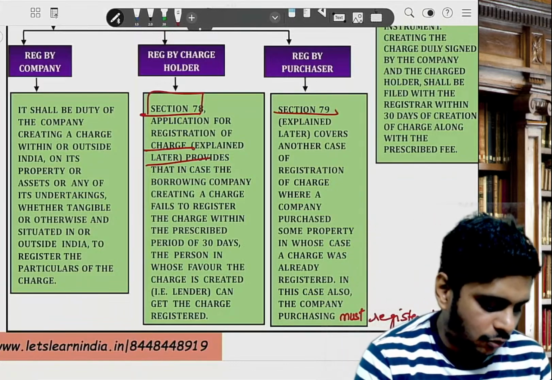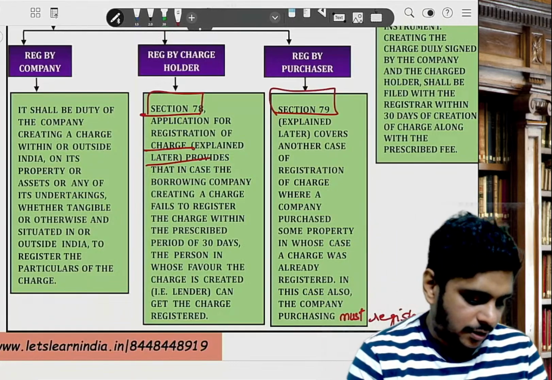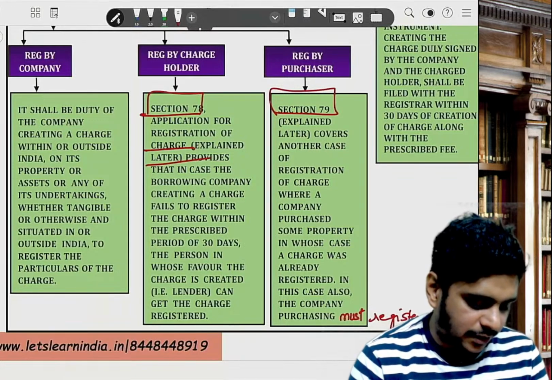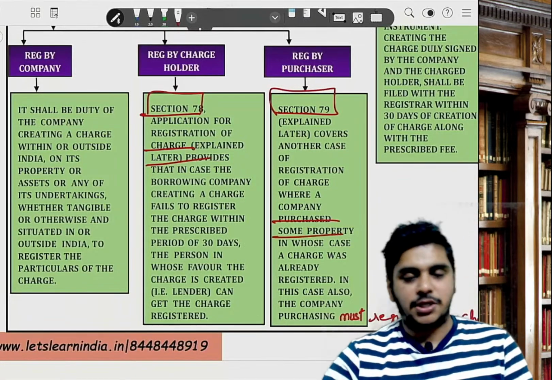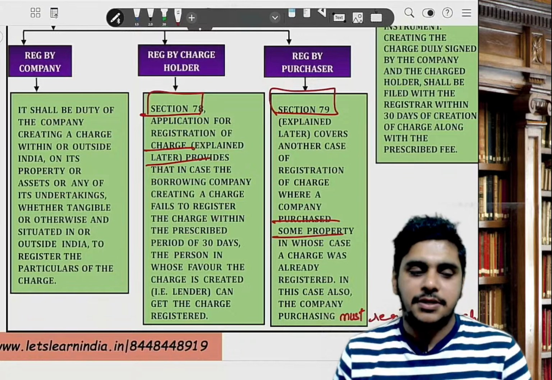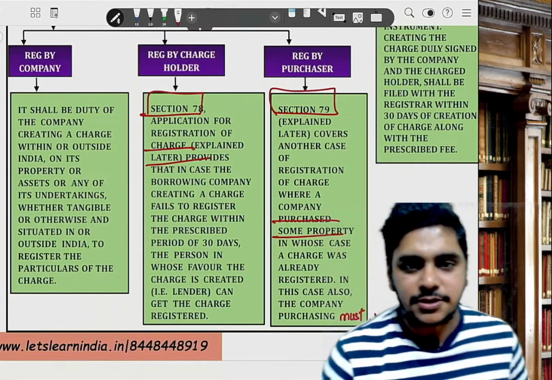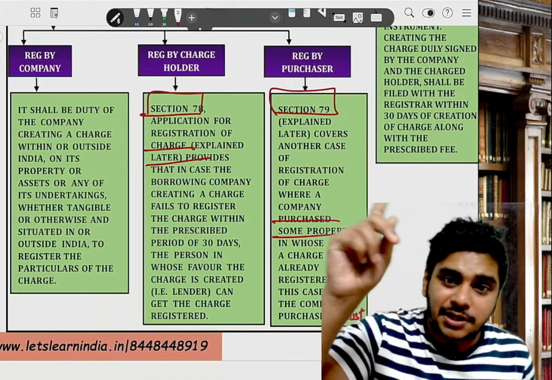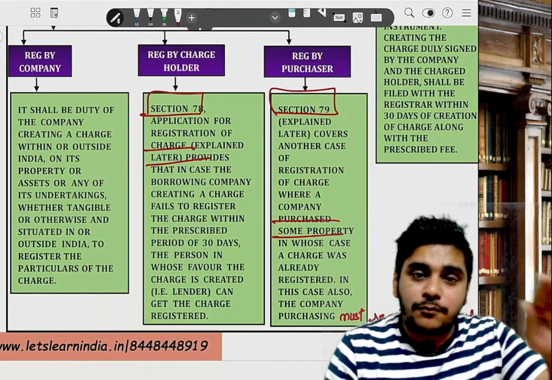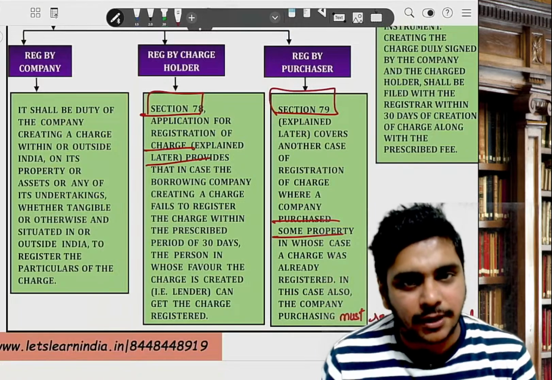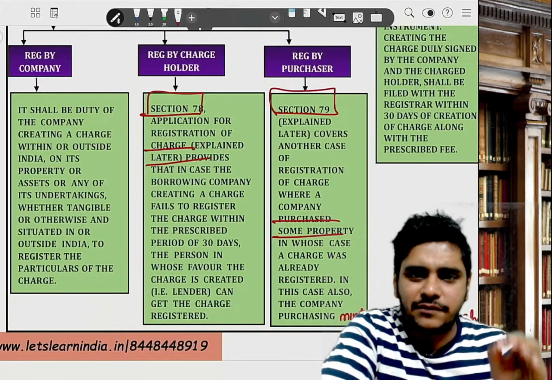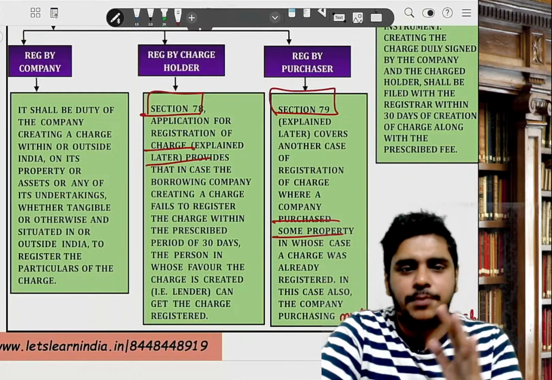Sir, 79, who will do it? Purchaser will do it. A registration of charge where a company purchased some property on which a charge was already registered. That means if AB Limited has taken a loan on the bungalow and that bungalow is purchased by Reliance, then in the books of ROC, AB and HDFC Bank were there. Now AB's name would be removed and Reliance's name would be there. That is purchaser.